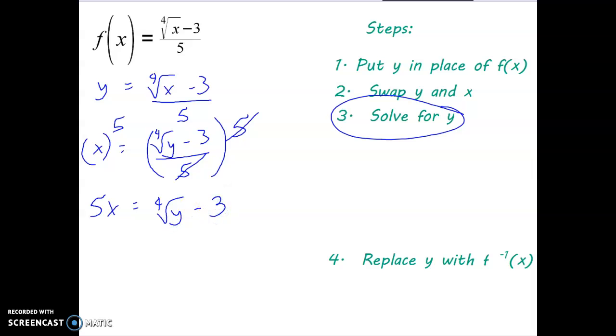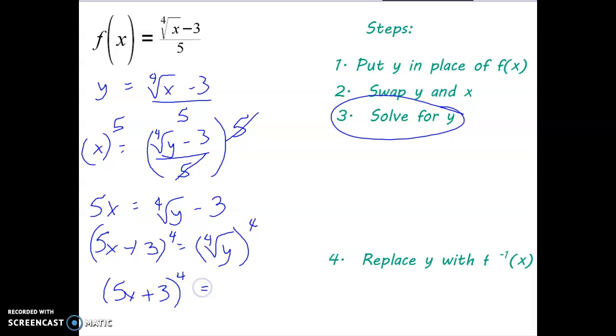Okay, still working to get y by itself. Well, the 4th root is only on the y. It's not on that 3. So I'll add 3 to both sides, trying to get that y by itself. All right, so now I can get rid of the 4th root. Well, what's going to be the inverse of the 4th root? The 4th root and raising something to the 4th power are inverses. So I'm going to have 5x plus 3 to the 4th power. And because I'm running out of space, instead of writing a y right here, I'm going to go ahead and replace that with f inverse x.